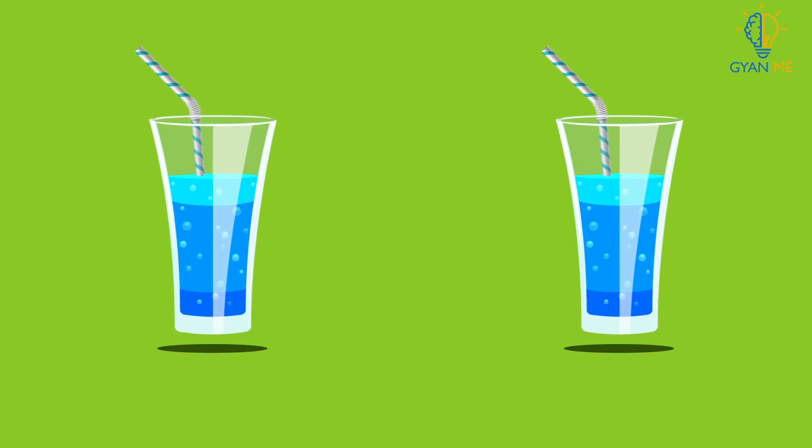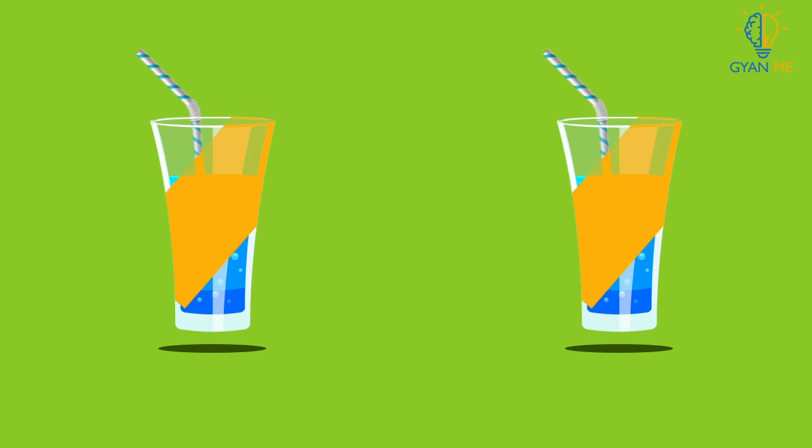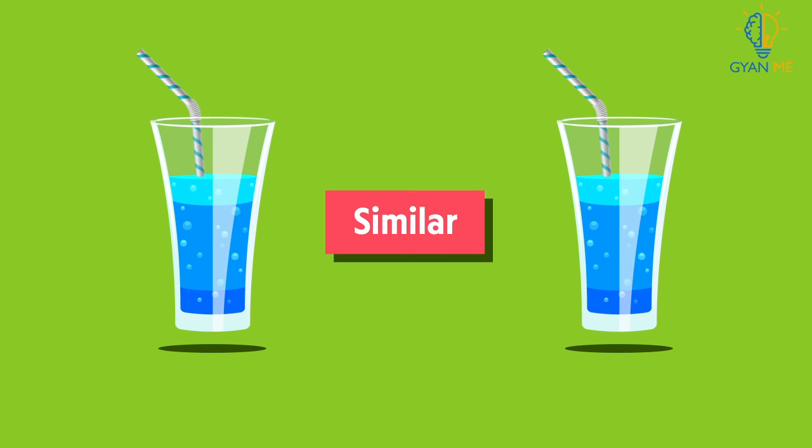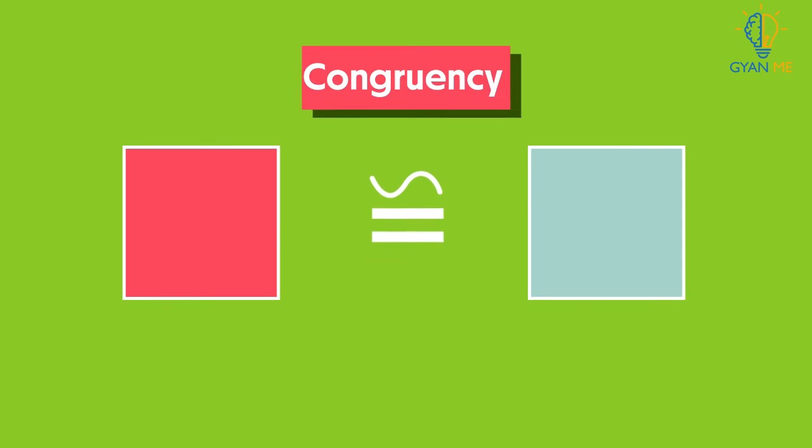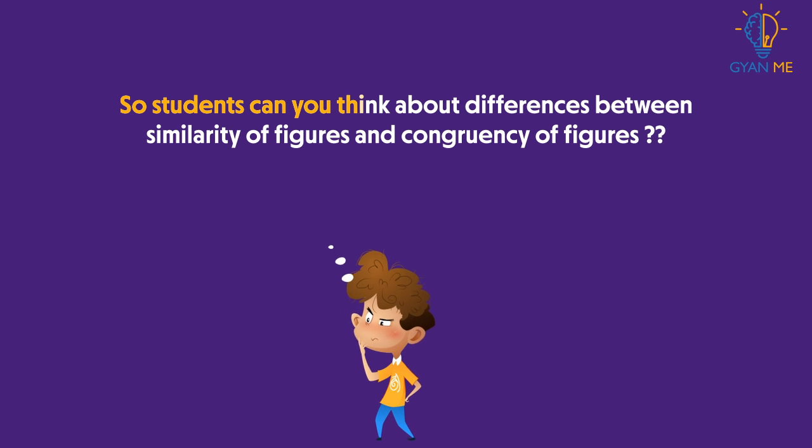Students, now look at these two pictures. Are they similar? Yes, they are. But if you observe, they are also identical. Such a situation in mathematics is called congruency of figures, which you have already studied in your previous standards. So students, can you think about differences between similarity of figures and congruency of figures? Try it. But don't worry, we will see them in our next video.